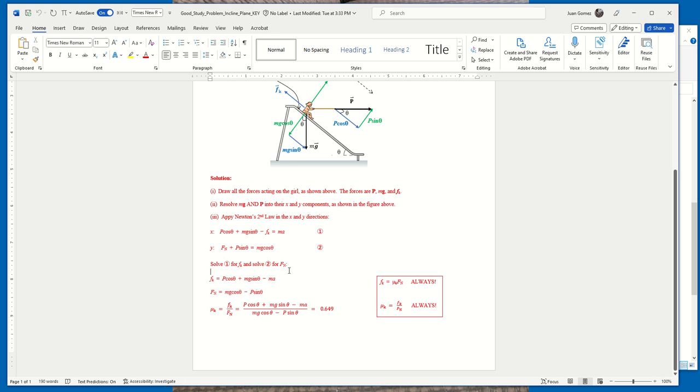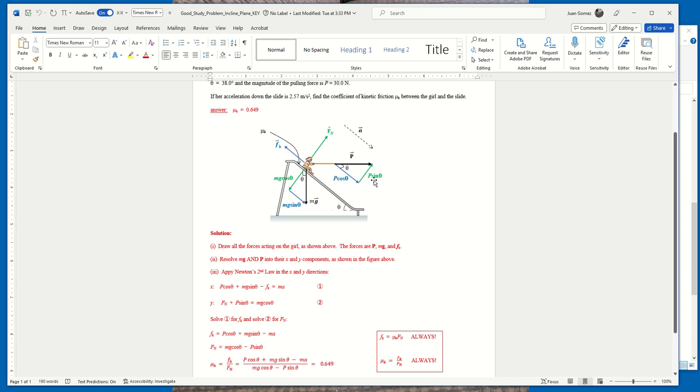Now, take those two expressions, and what is mu k? Mu k is fk over Fn. In the numerator, that's my expression for fk. In the denominator, that's my expression for Fn. I know the mass, I know the acceleration, I know the magnitude of P, I know the angle. We know g is 9.80 meters per second squared. So plug in the values, and you get 0.649. Remember, coefficient of friction has no units, and it has to be less than 1, so everything looks good.